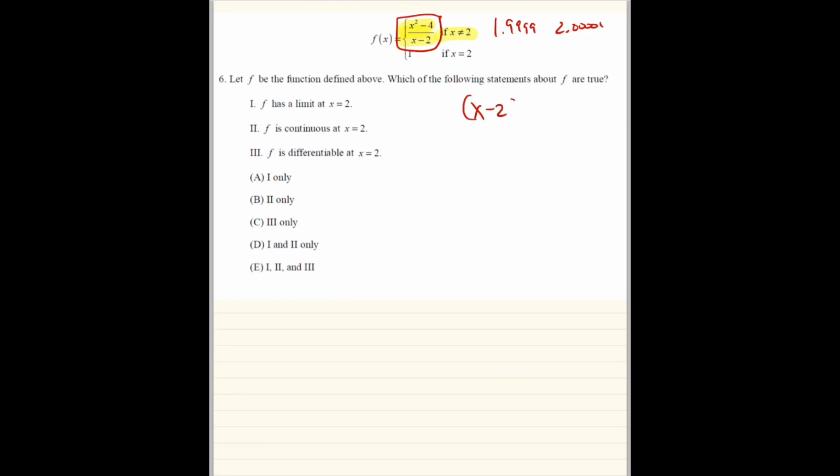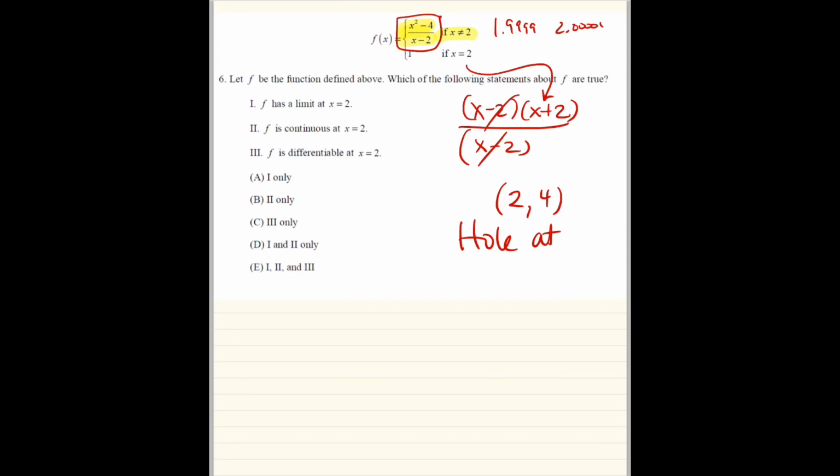Okay, so we get x minus 2, x plus 2, all over x minus 2, and then we cross these off. We substitute the 2 back into the remainder, and you get (2, 4). Remember that there's a hole at (2, 4). Okay, now in the second part of the piecewise defined function, had they put a 4 right there, then the function would be continuous. But right now they have (2, 1).